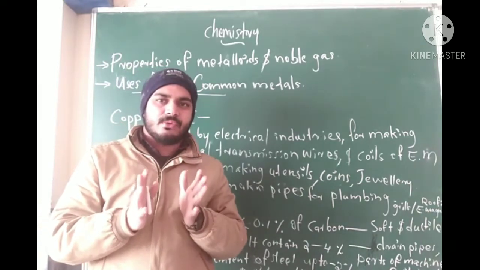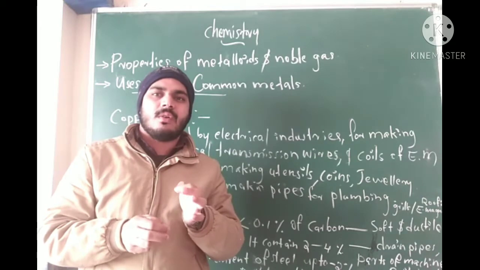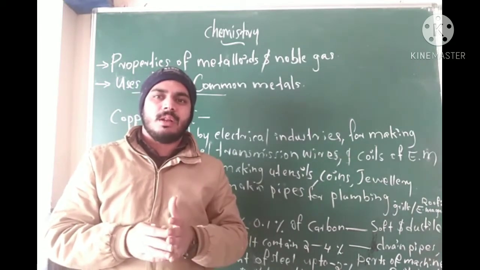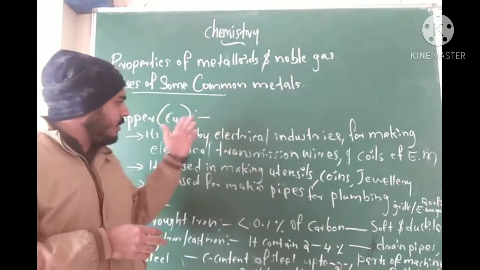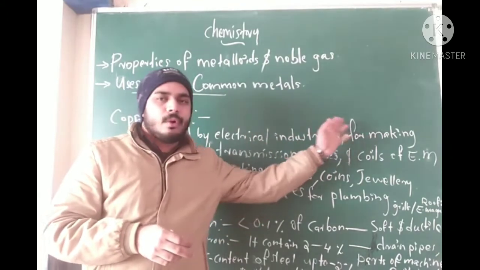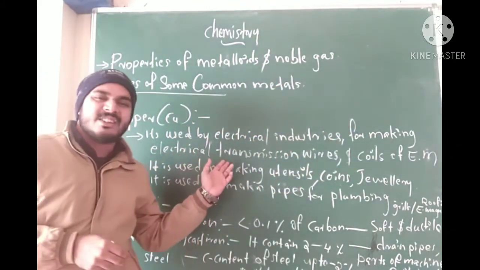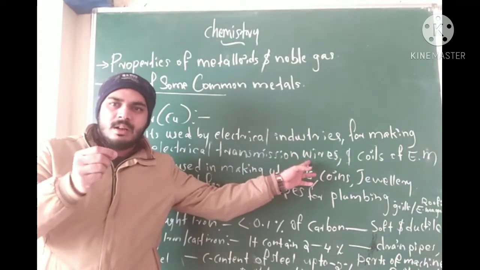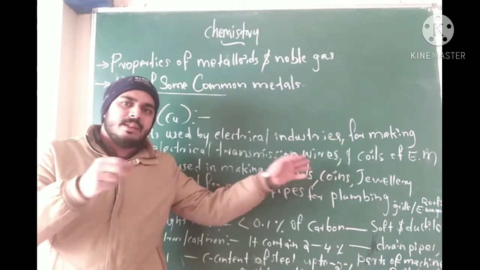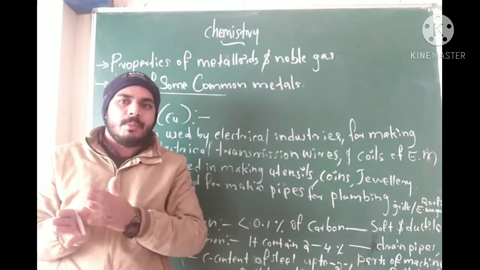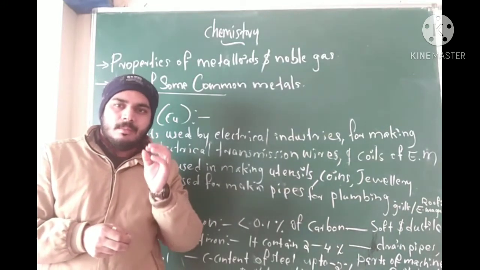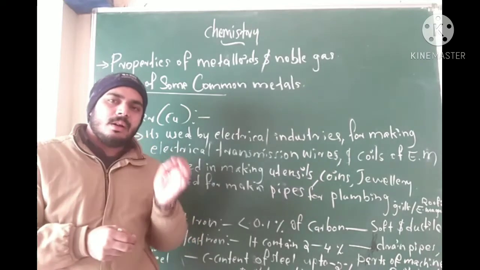What is the purpose of this? It is a very good conductor of electricity. That's why copper is a very important metal in electrical industries, used for making electrical transmission wires. Copper wires easily carry electricity from one place to another. That's why copper is a very valuable metal for the whole electrical industry.